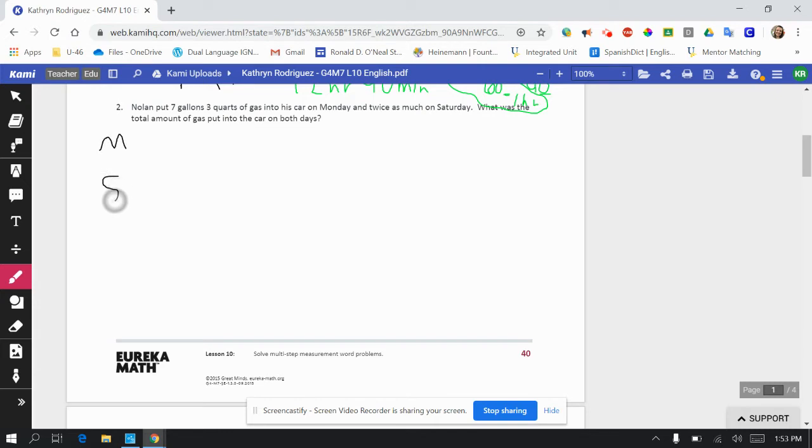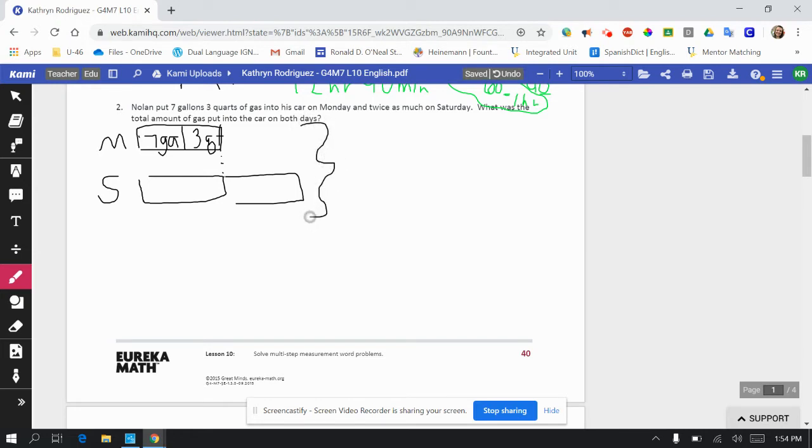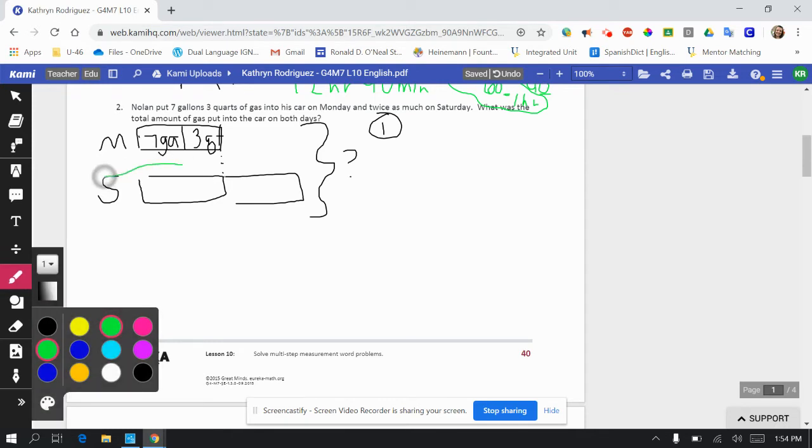So Monday and Saturday. 7 gallons, 3 quarts, and then twice as much. Show those are connected. And then the total amount. So we want to know this out here. All right. Step 1, I'm going to figure out Saturday. So I'm going with this. This is step 1.